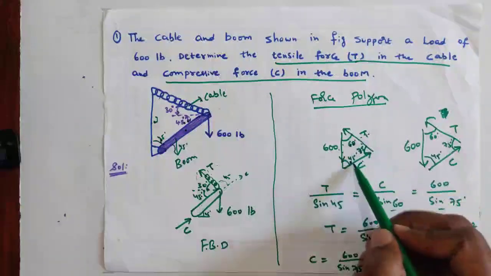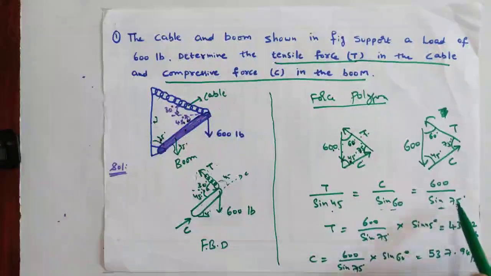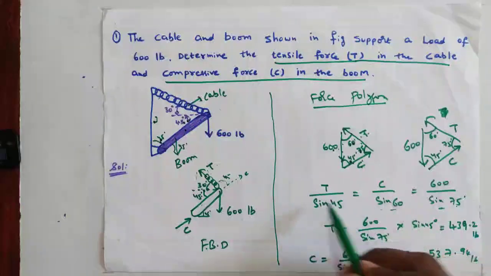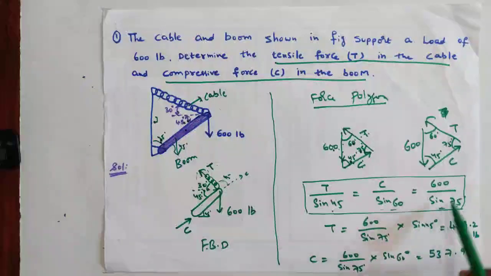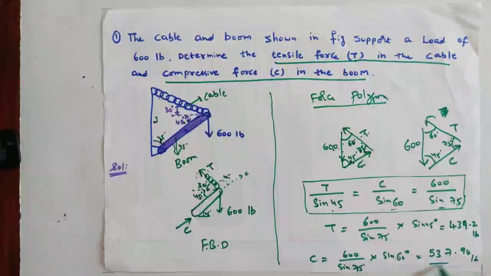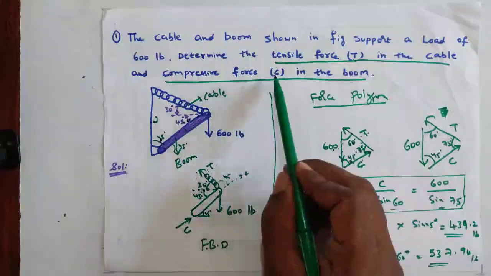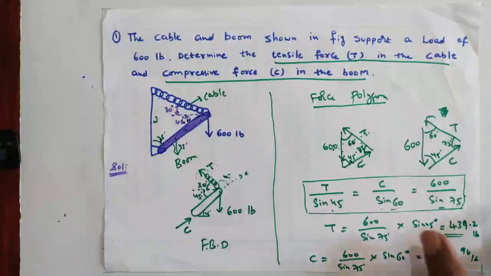So T by the opposite angle sine 45, 600 by the opposite angle sine 45. Similarly, C by the opposite angle, C by sine 60. This is the formula we can make equal. So by equating, we will get the T value and the C value. In this question they asked to find the tensile force T value and the compressive force C value. In this way we can solve this problem. Let's see another problem of a similar kind.